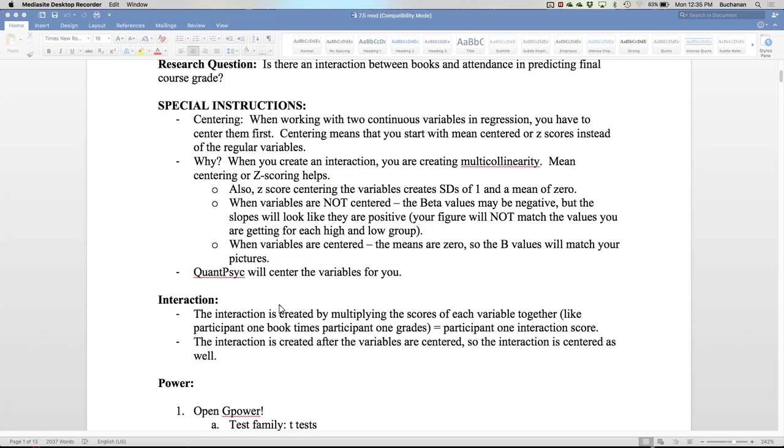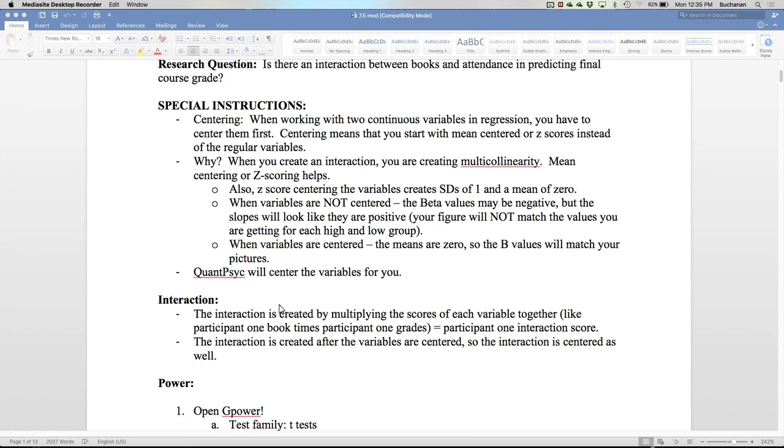Instead, we're going to center them. There are lots of types of centering, but the two main types are mean-centered and z-scored. So let's say we have just a simple analysis of books by grade. People can read 1 to 6 books, and our grade ranges from 0 to 100. This would be the original scale. And so the more books people read, the better their grade.